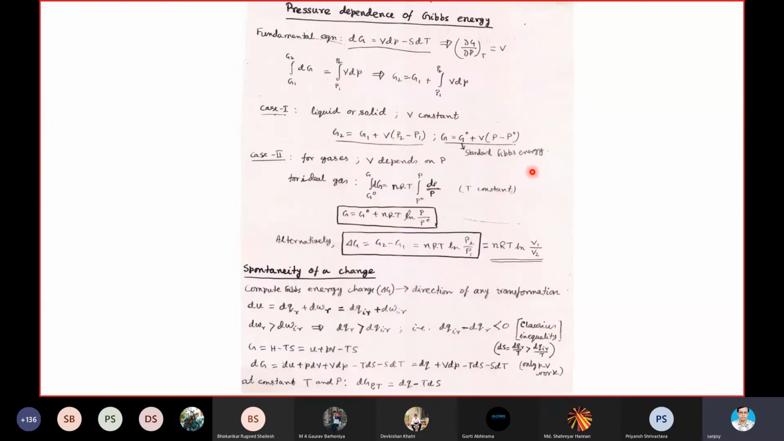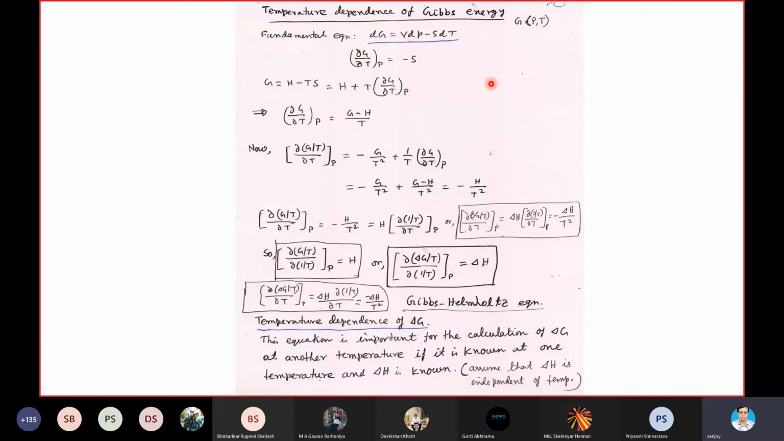Yes, quickly. Sir, how did the term VdP come here? Which one? Sir, VdP, I didn't understand VdP. No, this is the equation we derived last class. Were you present in the last class? Yes, sir.